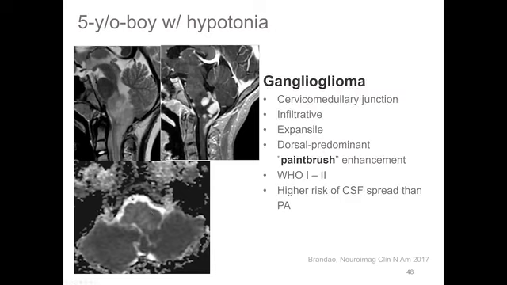So this case is a ganglioglioma. Gangliogliomas tend to occur in the cervical medullary junction, and could be infiltrative or expansile in appearance. One important thing is that their enhancement is patchy, what we call paintbrush enhancement. It's a low-grade tumor, but it has a higher risk of CSF spread than pilocytic astrocytoma. So you should keep this in mind, look at the spine or recommend spine images.